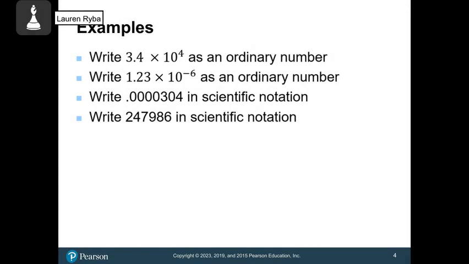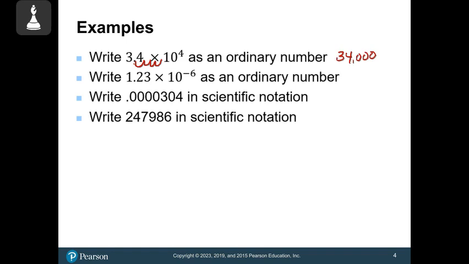We are going to write some numbers as ordinary numbers and then write ordinary numbers in scientific notation. So the first one here says write 3.4 times 10 to the fourth as an ordinary number. Now, the way that you do this, to the fourth, positive means I'm going to make my number larger. So I'm going to move the decimal to the right 4 places: 1, 2, 3, 4. And I'm going to fill in with zeros where there are empty. So 34,000 is the same as 3.4 times 10 to the fourth.